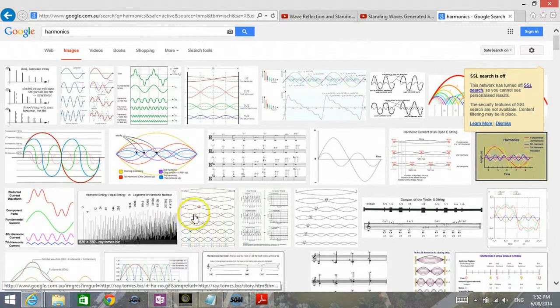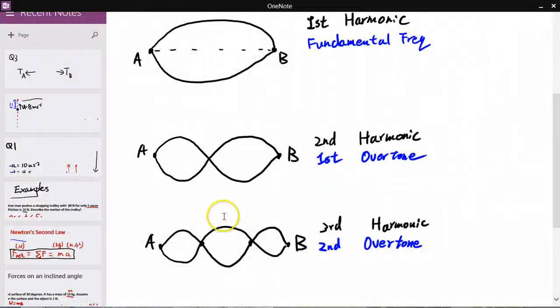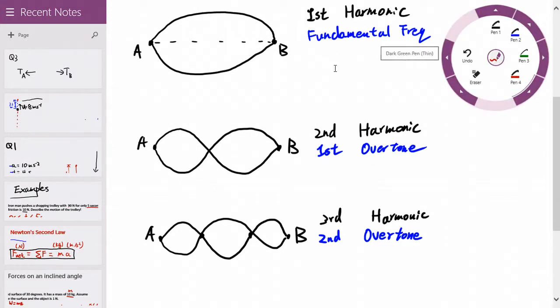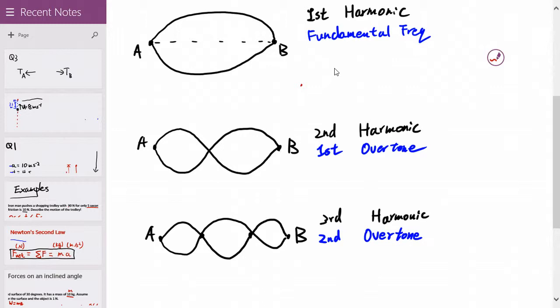Now let's talk about calculations of harmonic frequencies. The thing we need to be clear about is that the certain frequency on a string that causes the first harmonic really depends on the length between A and B. Let's make it clear: the length in meters between the two ending points is important.